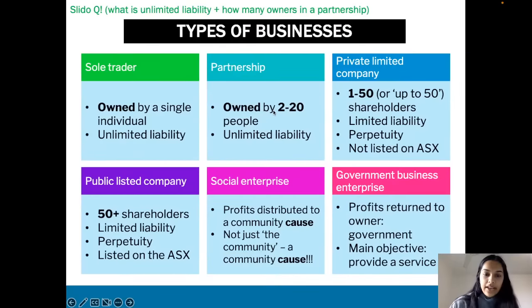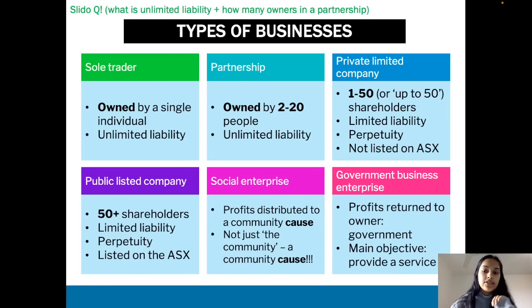So if we look at our types of businesses, the different business structures that there are. A sole trader is a business structure that's owned by a single individual, so there's only one owner. They have unlimited liability. A partnership is owned by 2 to 20 people. So remember 2 to 20, not 2 to 10. Tried to trick you there. Again, unlimited liability. I'm going to test you guys on unlimited liability, but we'll also go through the concept. And then a private limited company has 1 to 50 shareholders, and they have limited liability.